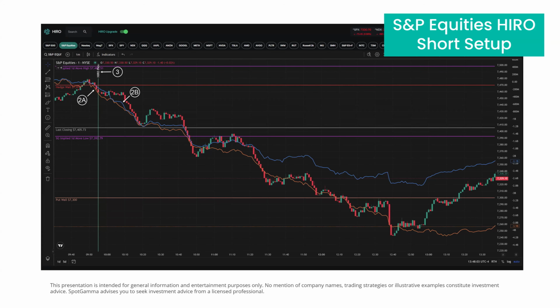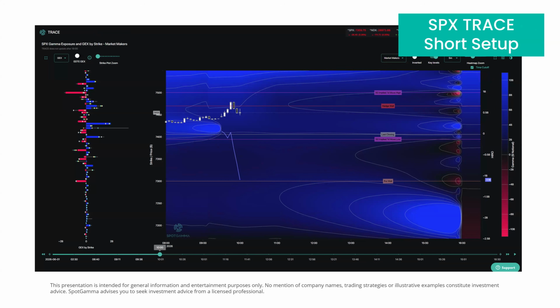The alert is shown with label 3. The TRACE Gamma Heat Map at 10 a.m. also shows that HIRO reversed sharply lower around 9:50 a.m. as SPX found resistance at the 7470 volatility trigger. It looked like the mean-reverting thesis was playing out.